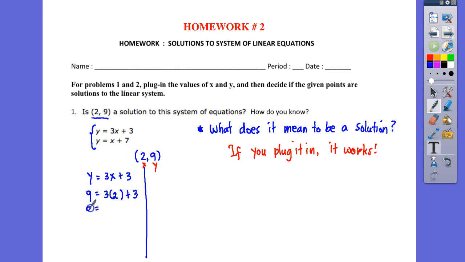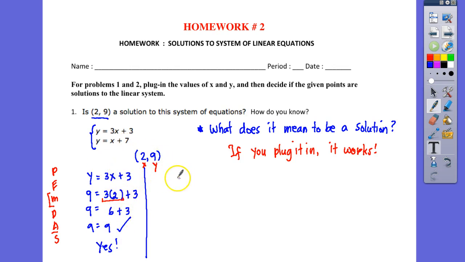The left side is 9. When you simplify this, you will use your order of operations. You have two operations, multiplication and addition. We know that order of operation, your PEMDAS, multiplication happens first before addition. So you're gonna do 3 times 2 first, which is 6. Bring down plus 3, and then 9 equals 6 plus 3 is 9. That's a yes. Yes, that's true. So it worked on the first equation.